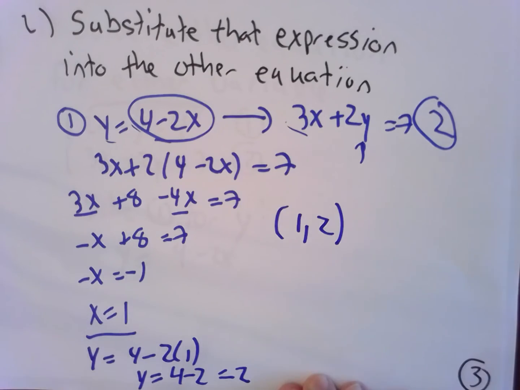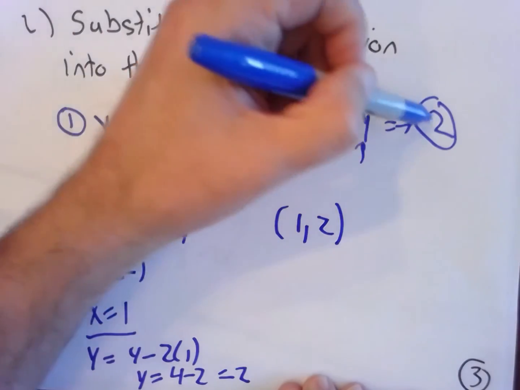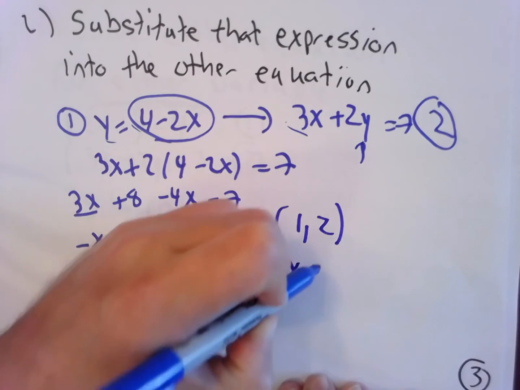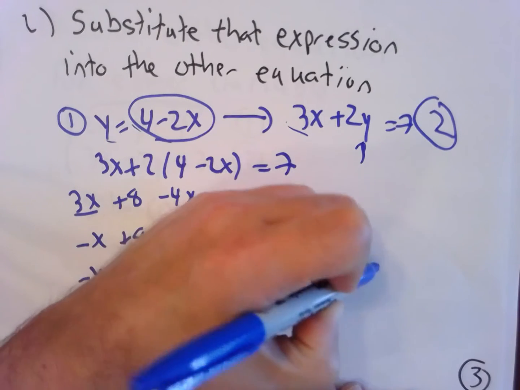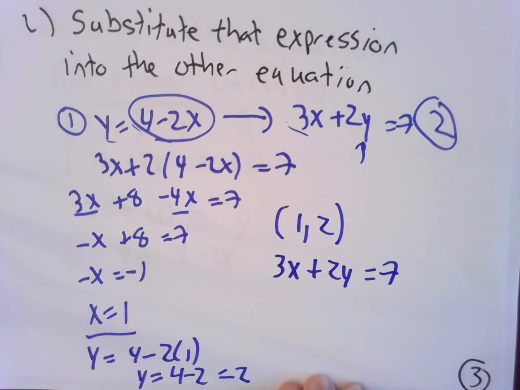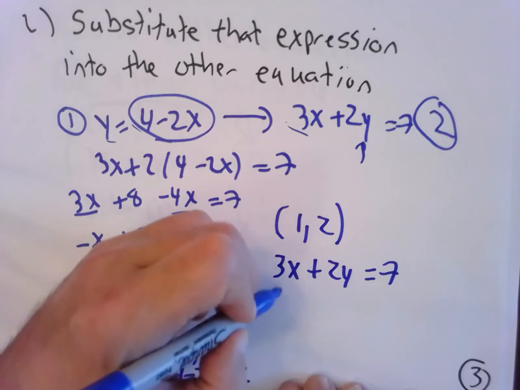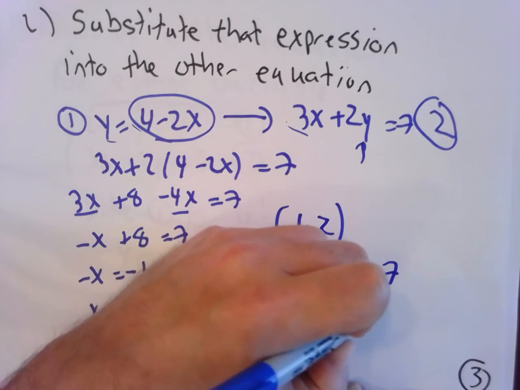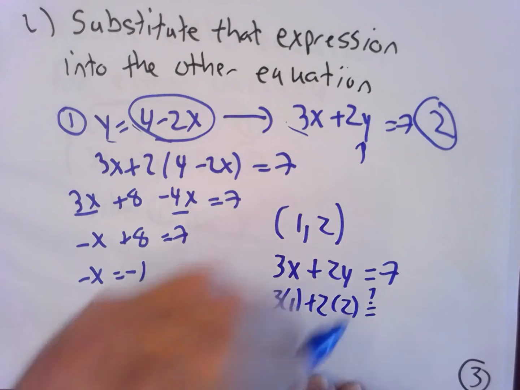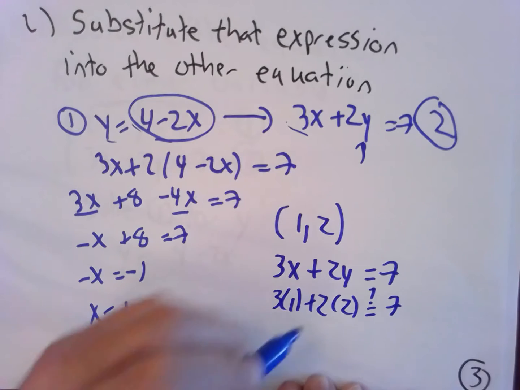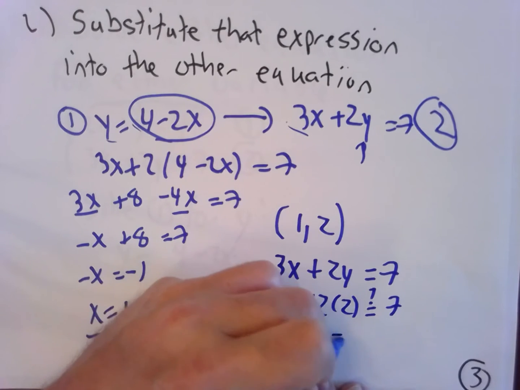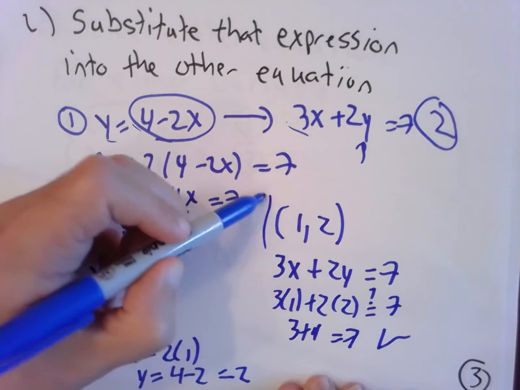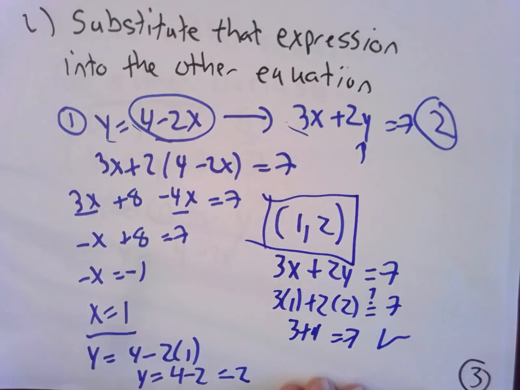Now we should always check our answer. Let's go ahead and throw that in up here, check and see if it works. It's supposed to be the case that 3x plus 2y equals 7. Let's check it. 3 times 1 plus 2 times 2 equals, question mark, because I'm checking, 7. 3 plus 4 does equal 7. It works. So there's our solution, the point 1, 2.